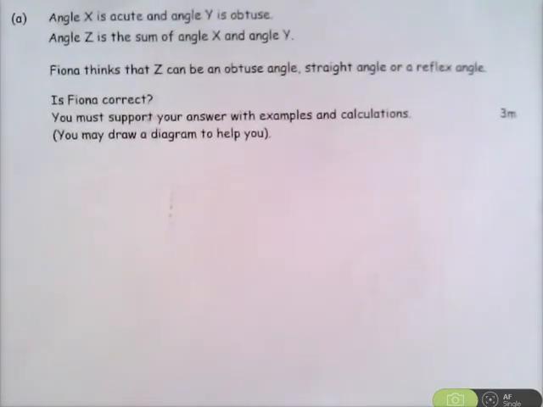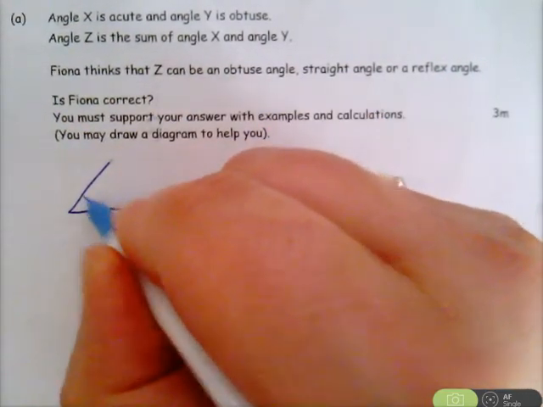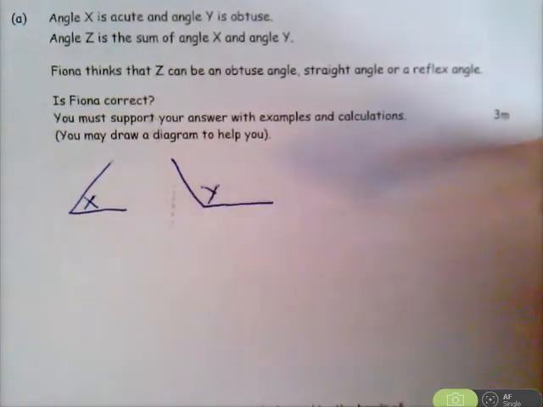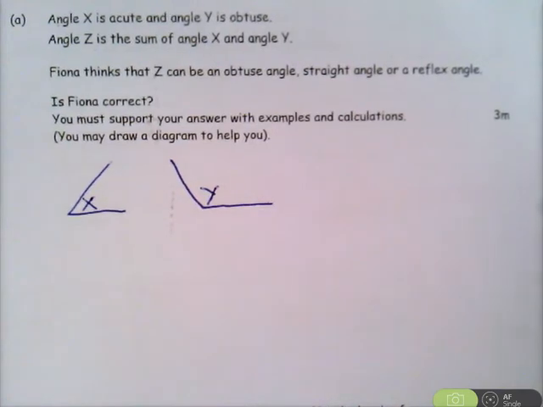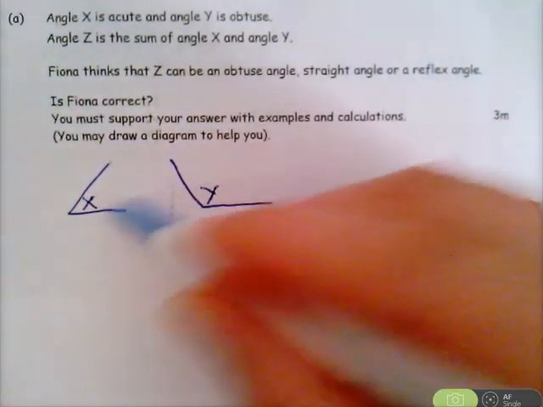Angle X is acute and angle Y is obtuse. Just call this X. So I've just drawn those. And angle Z is the sum of angle X and angle Y. So Fiona thinks Z will be the sum, these two angles added together.